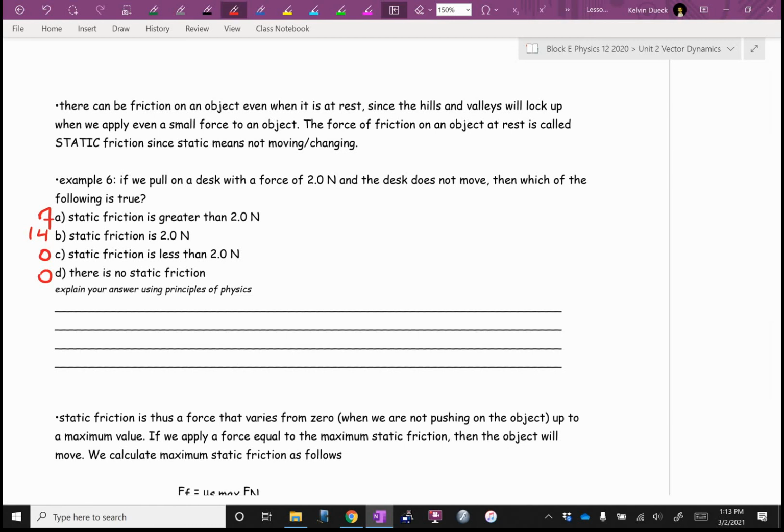Why can't it be A? If I pull with 2 newtons on the desk and friction is 3 newtons, which way must it accelerate? It would be a weird world. Sorry for those of you on YouTube, I'm walking away from the screen. If I pull with 2 newtons and friction is 3 newtons, as soon as I let go, she's getting knocked over. It has to accelerate that way.